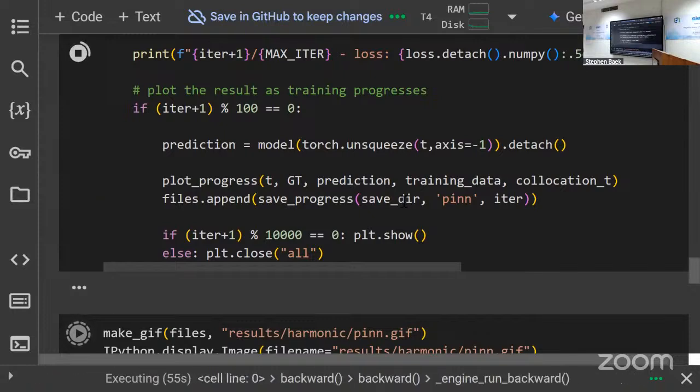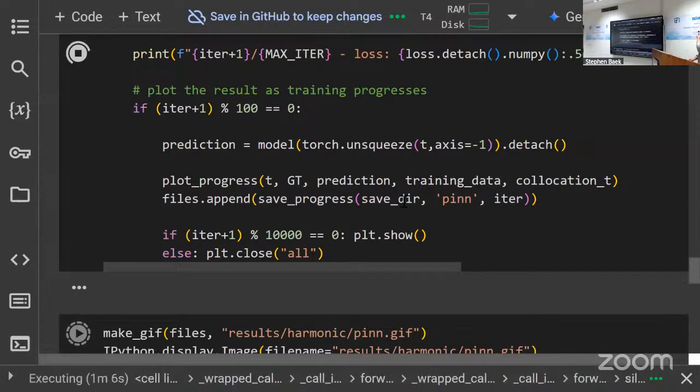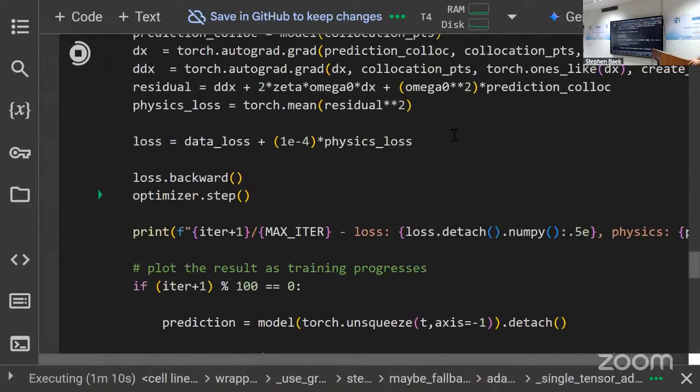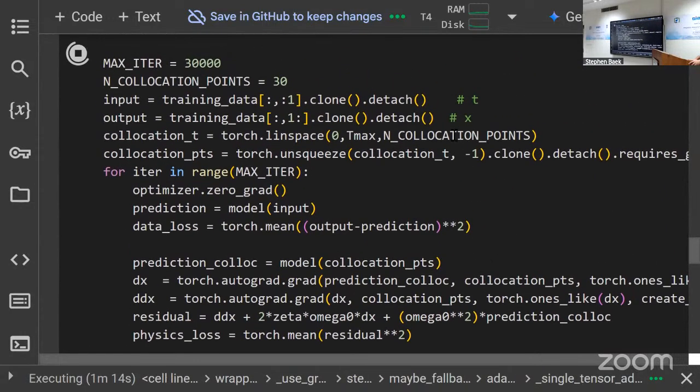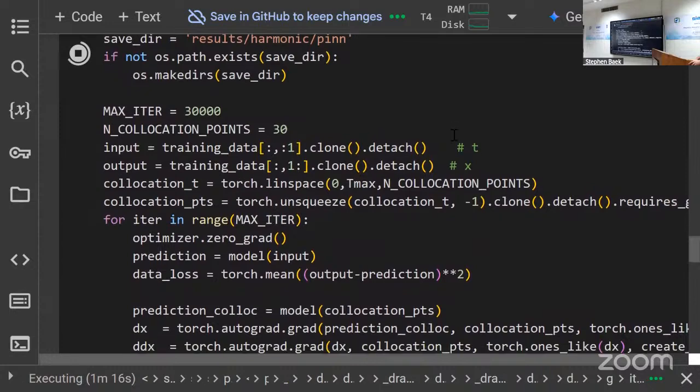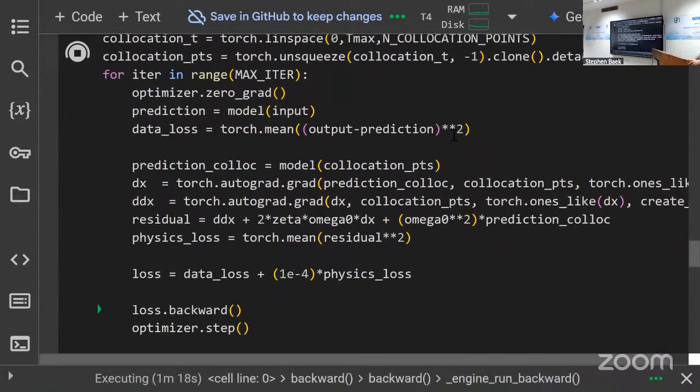So last time in the PyTorch session, we talked about the implementation of PINN on the harmonic oscillator problem. So we went over the code and we looked into the implementation details. So just as a recap, this was essentially what it looked like.